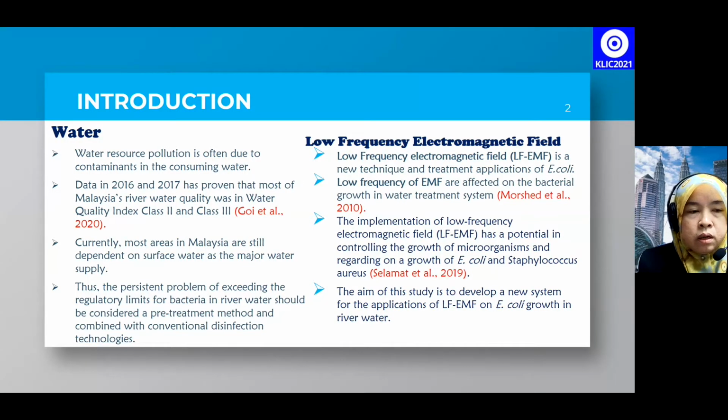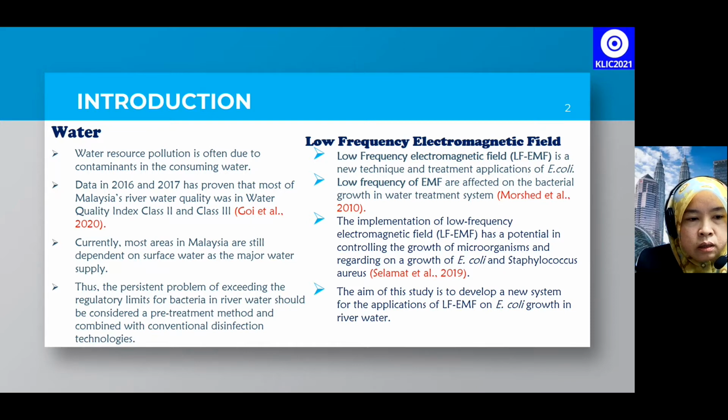Introduction. Water resources pollution is often due to contamination in the consumer water. Data in 2016 and 2017 has proven that most of Malaysia river water quality was in water quality index class 2 and class 3.